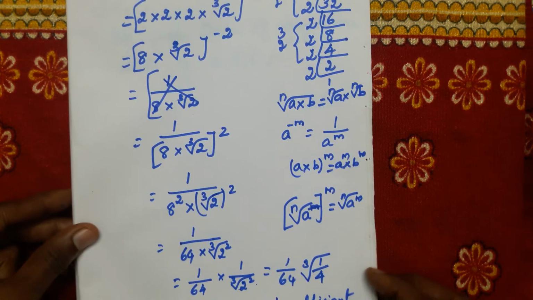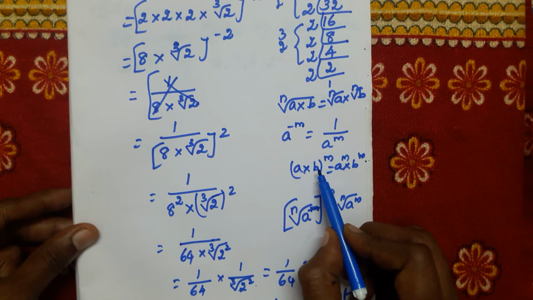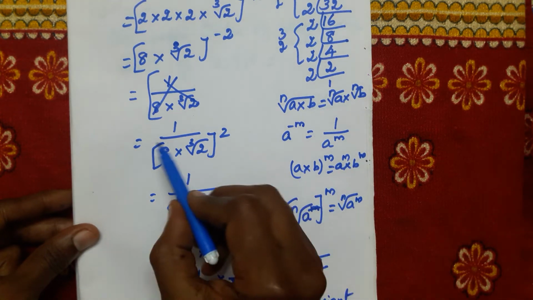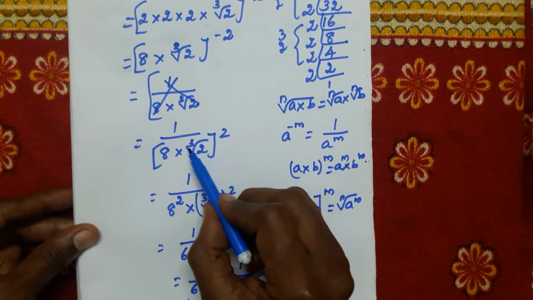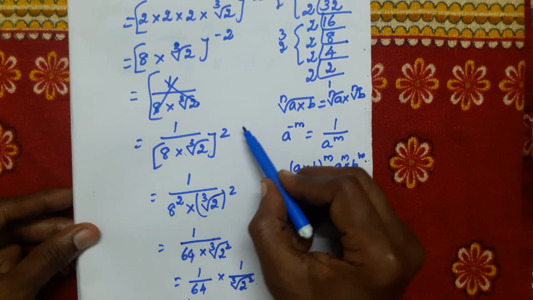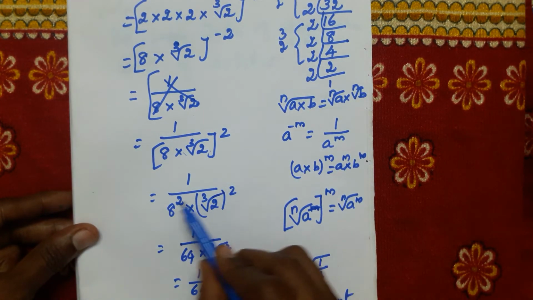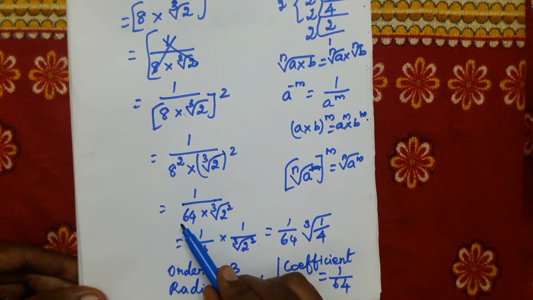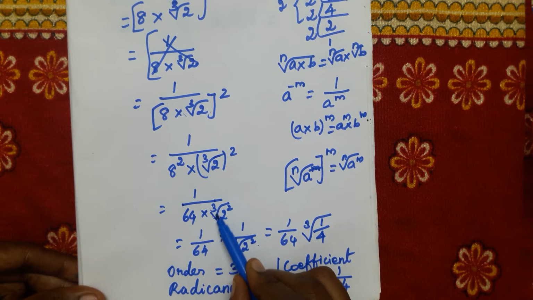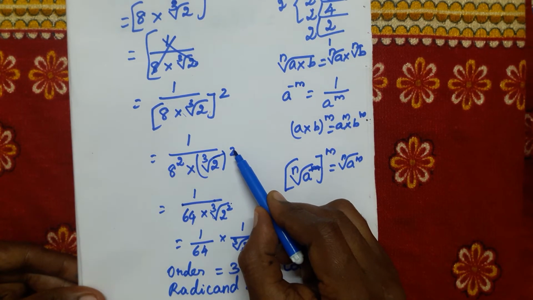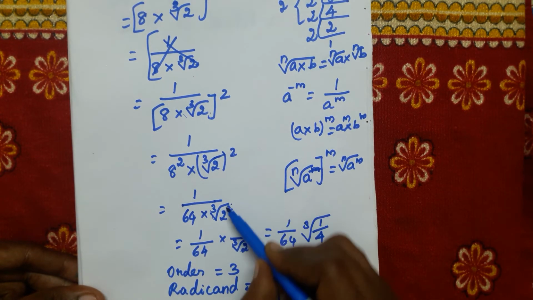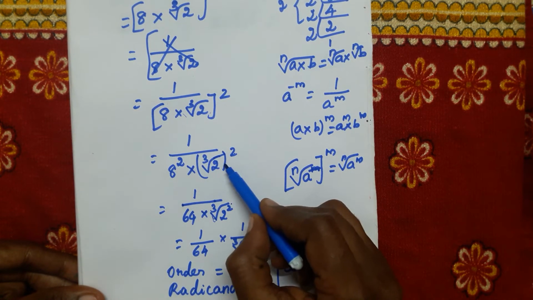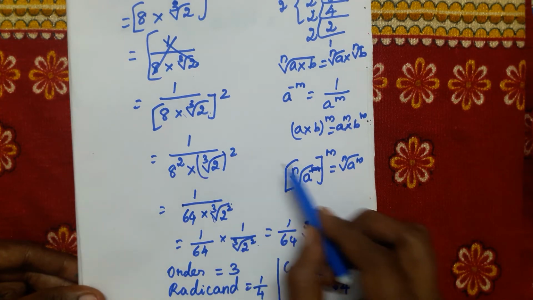We can write that (a·b) to the power m is equal to a to the power m into b to the power m. So (8 · cube root of 2) whole squared: 8 squared means 64. It's equal to 64 into (cube root of 2) whole squared. We can write it as the cube root of 2 squared.